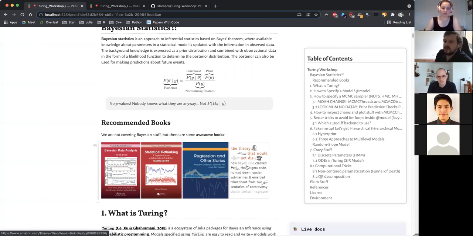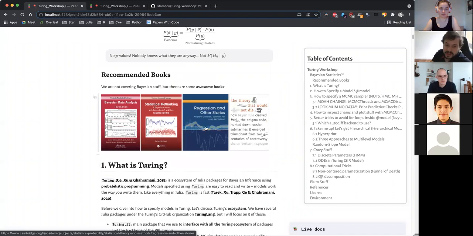good book. The Theory That Would Not Die: How Bayesian Statistics Cracked the Enigma Code, Hunted Down Some Submarines, and also survived half a century of bashing from Neyman, Pearson, and Fisher. This is a very interesting history. So these are the 4 books that I recommend.